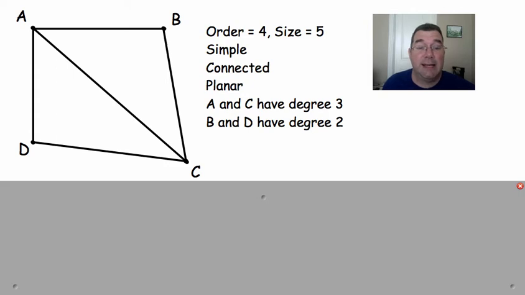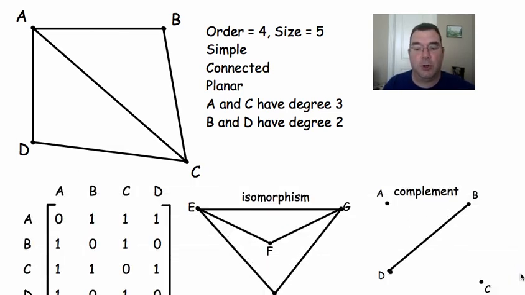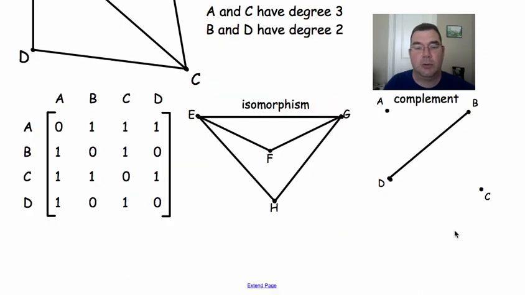If I look at vertex A and vertex C, those both have degree 3. And if I look at vertex B and D, those both have degree 2 because there are 2 edges that are incident with those vertices. All right. Now, if I keep talking about that graph, let me scroll down a little bit.